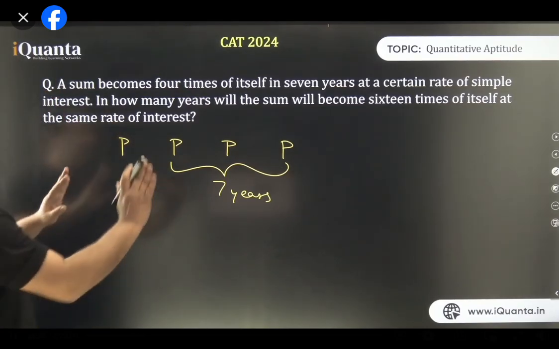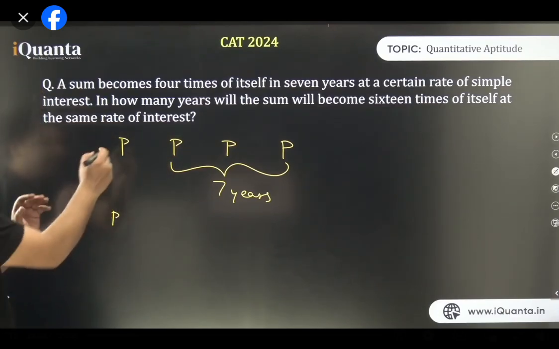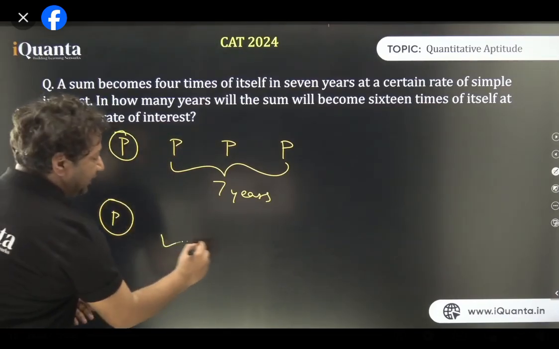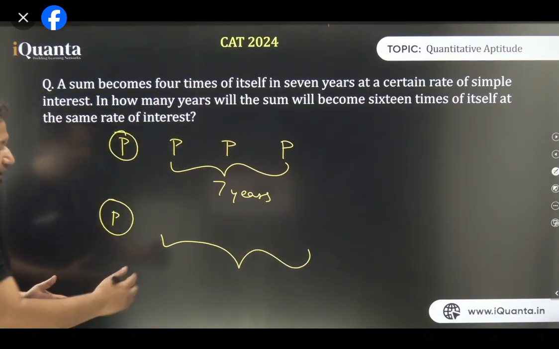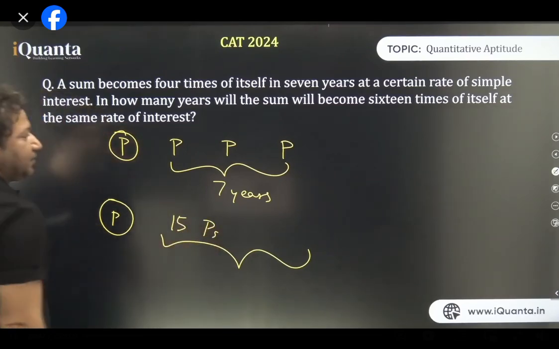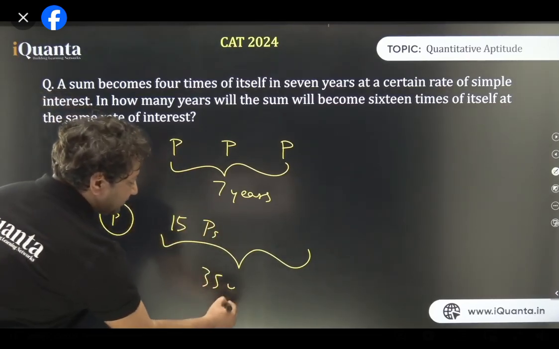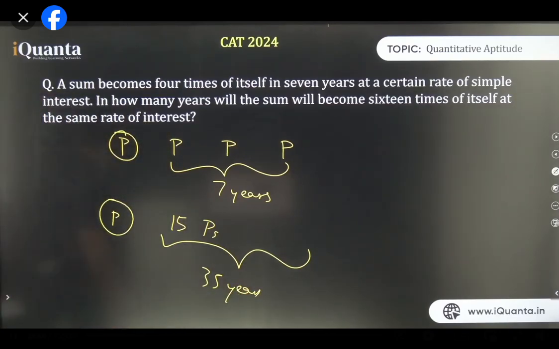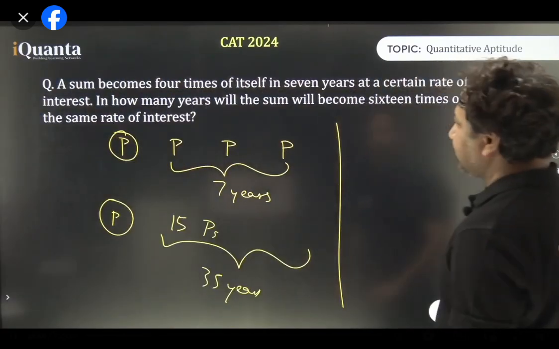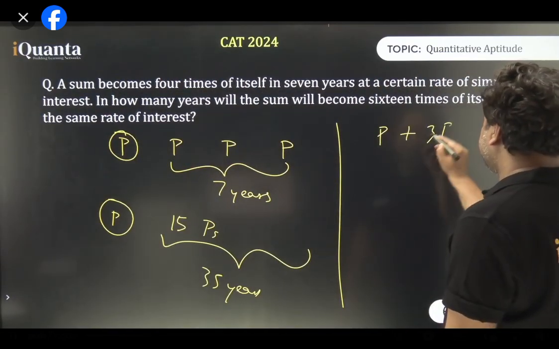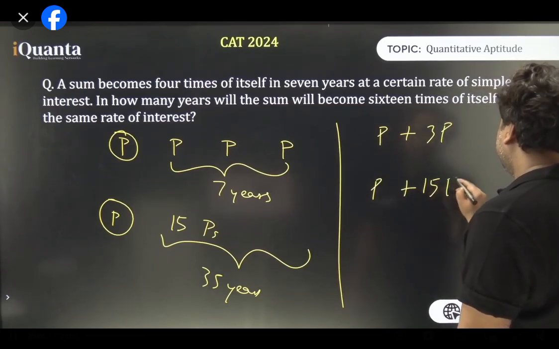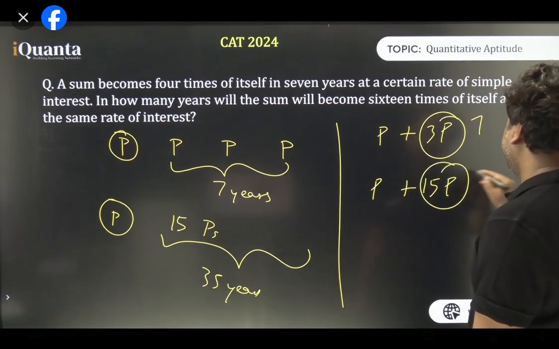Now it becomes 16 times. That means the first P, the initial P, we already have. Now we need 15 more P's, isn't it? We got 3 P's in 7 years, so 15 will be 5 times, that is 35 years. And that's it. We got the answer. This was initial and this is final: 3P in 7 years, 15P in 35 years.